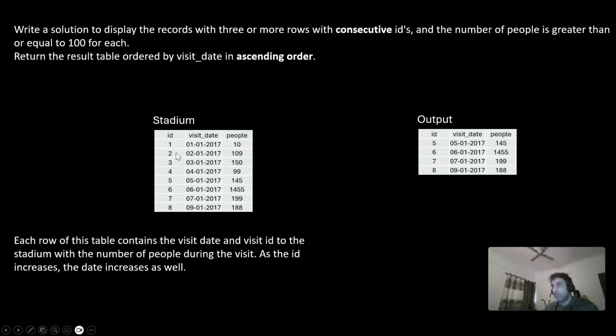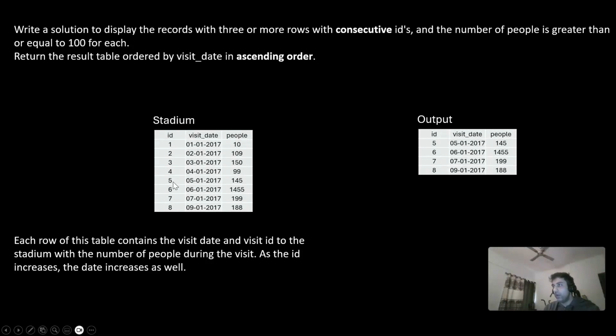So for example, if you see here, on 2nd Jan 2017, for ID 2, we have 109 people, and for ID 3, we have 150 people. But on ID 4, we have just 99 people. So we don't have 3 consecutive IDs with people visiting greater than or equal to 100. We just have 2 consecutive IDs here, so we cannot include this in our row set.